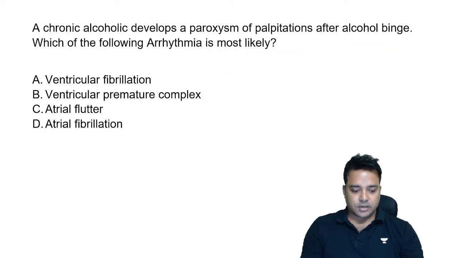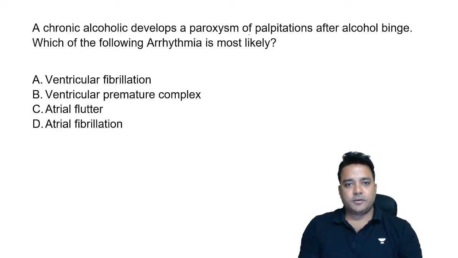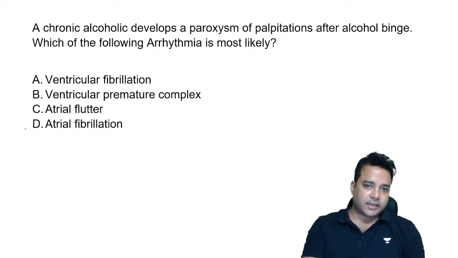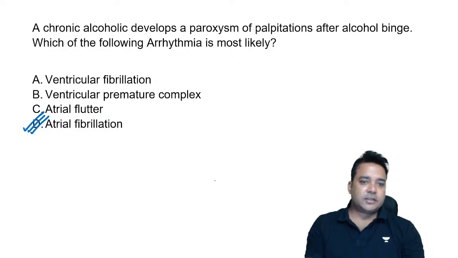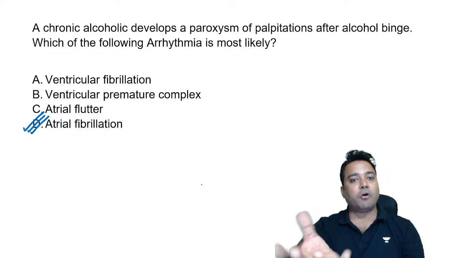This one: in a chronic alcoholic something is happening in the form of palpitations, so they feel their heartbeat. Which arrhythmia is most likely to be seen? This is what is called holiday heart syndrome, which can occur with binge drinking of 5 to 6 drinks very quickly, and the arrhythmia most commonly associated with this phenomenon is atrial fibrillation, correct, atrial fibrillation, also called holiday heart syndrome.